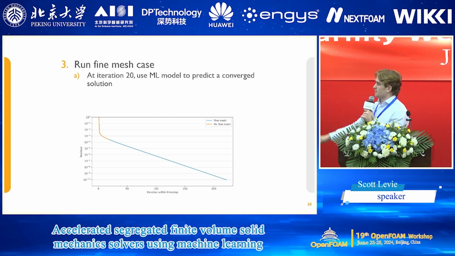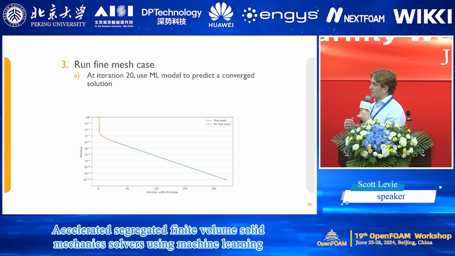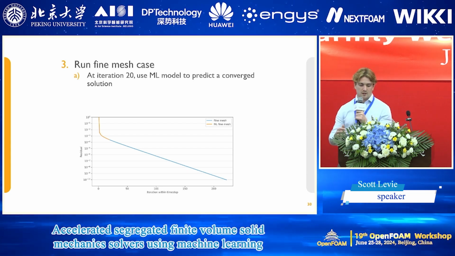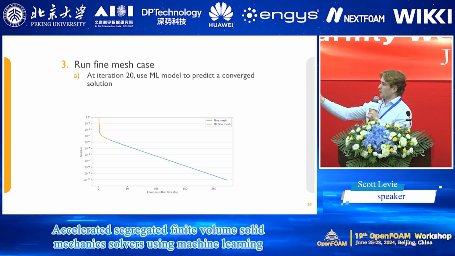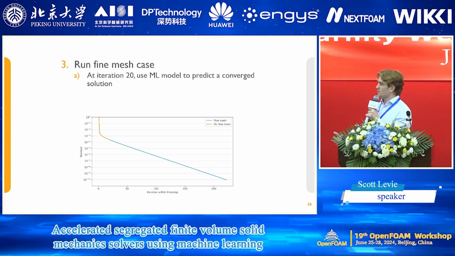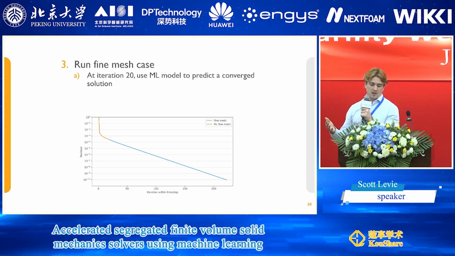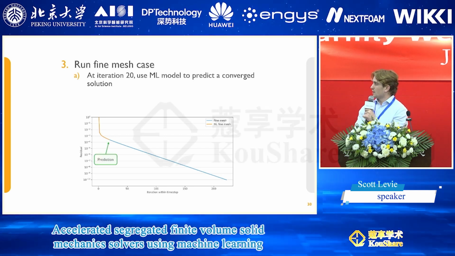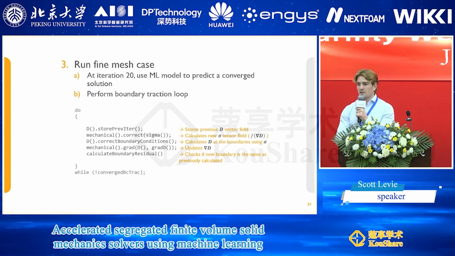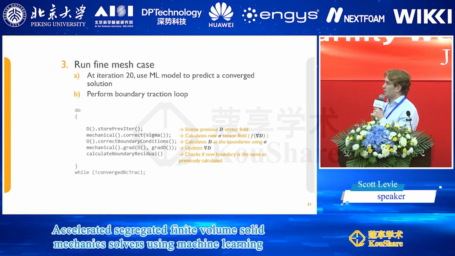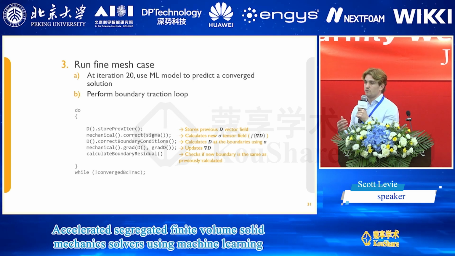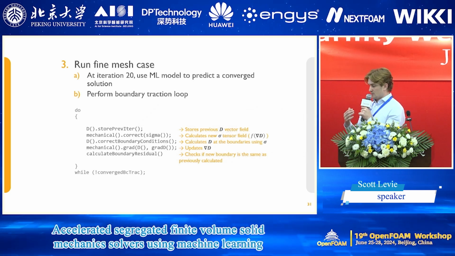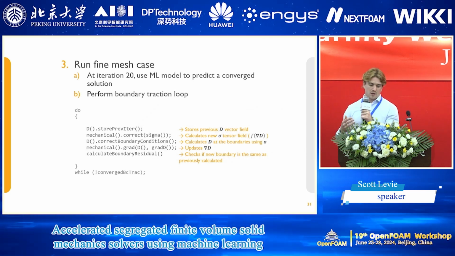So this blue line is how the case converges using OpenFOAM conventionally, without any machine learning speed up. So I'm comparing it to this. The orange line is the first 20 iterations, so the fine mesh case iterates conventionally, and these displacement fields are stored. Then I make the prediction. Once the prediction is made, however, I can't directly calculate the displacement values at the traction boundaries, because as I showed previously, the sigma fields and the grad d fields are explicit.